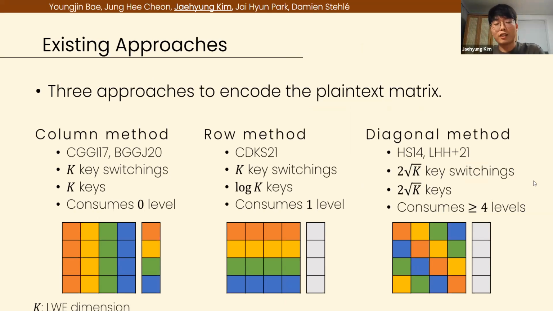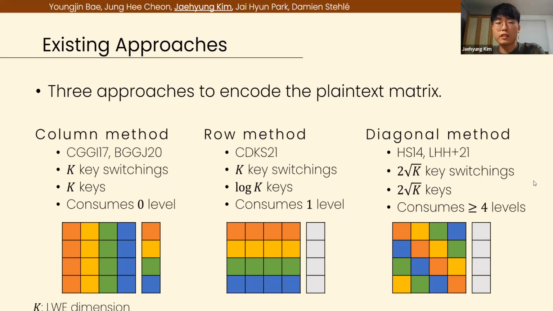There are basically three kinds of existing methods: column method, row method, and diagonal method. A column method simply reads the plaintext matrix by its columns, a row method by rows, diagonal method by diagonals. I'm not going to explain these methods in detail, but I want to compare some costs of each method. In terms of number of key switchings, column method and row method have k key switchings, where k is the LWE dimension of input LWE ciphertext, and diagonal method has 2 square root of k key switchings. So here diagonal method can be preferable.